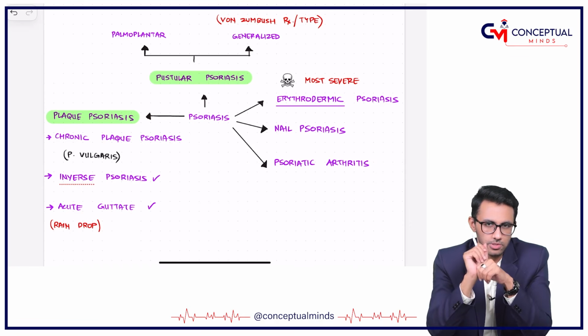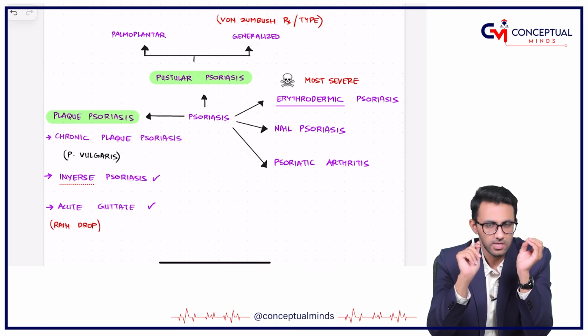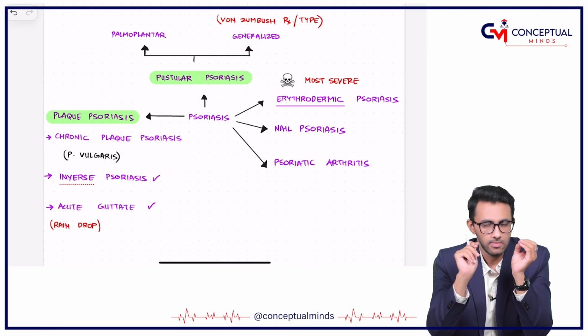Coming on to plaque psoriasis. In plaque psoriasis, we have three types. The first one is the chronic one, the chronic plaque psoriasis. In this, we have the lesions on the extensor surface. Because this is a common type, we also call it psoriasis vulgaris.